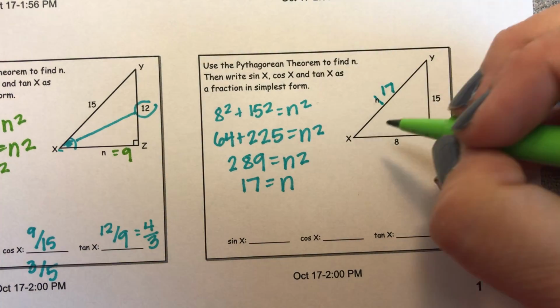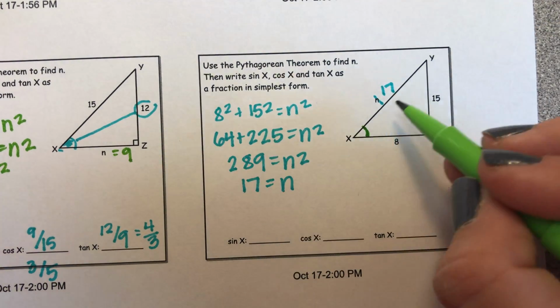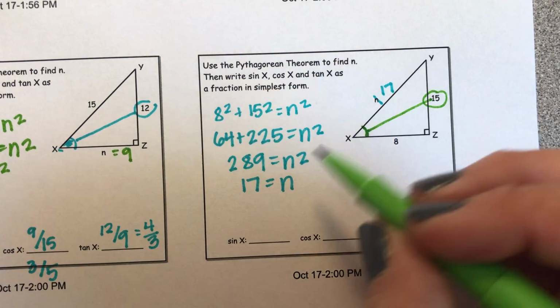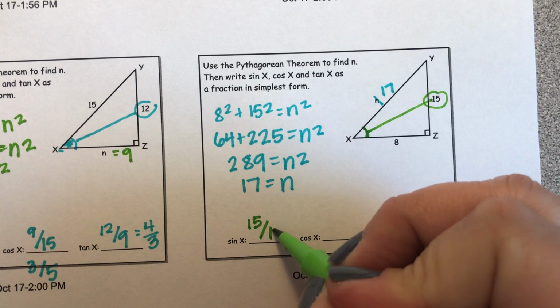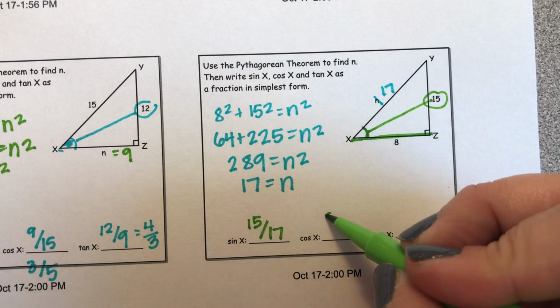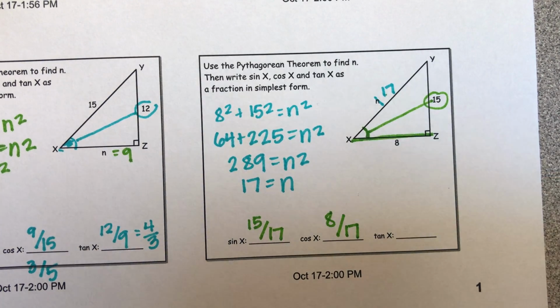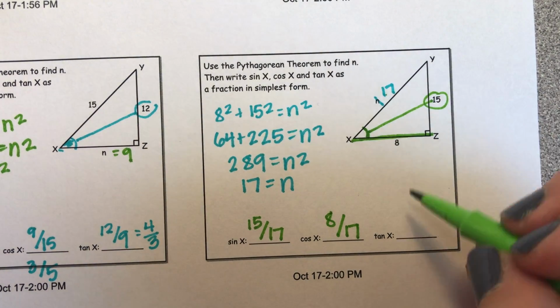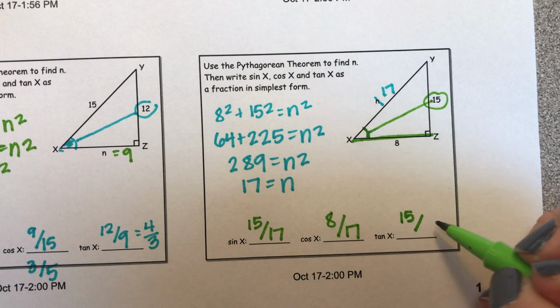So again, I'm doing it for x. Sine is the side opposite over the hypotenuse. Cosine is the adjacent side over the hypotenuse. And tangent is opposite over adjacent.